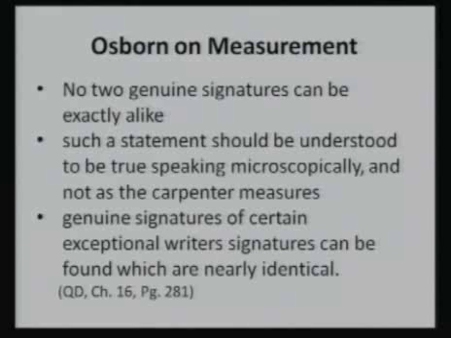But as Osborne says, you can't speak of this measuring in gross terms. It has to be microscopic terms. And measurements have to be really, really accurate. Genuine signatures of certain exceptional writers can be found which are nearly identical. And several years later, John Harris also found the same thing in a paper he wrote, where he looked at, I think, people writing the name John Smith, and lots of them were very, very close together.